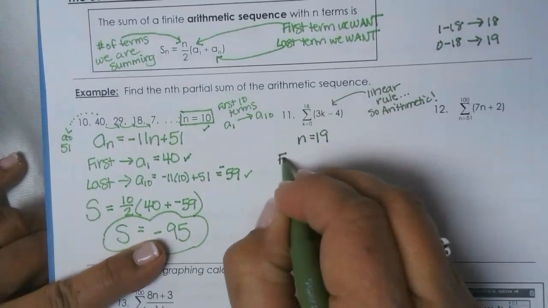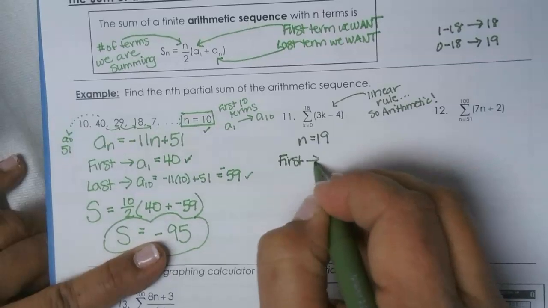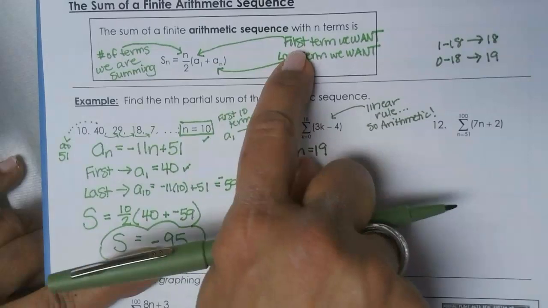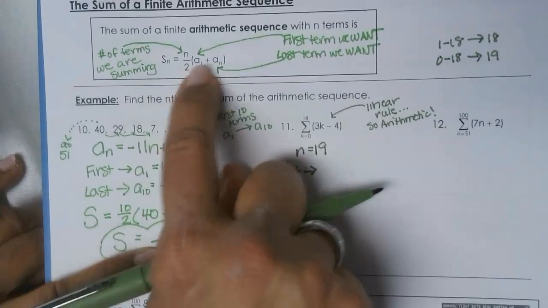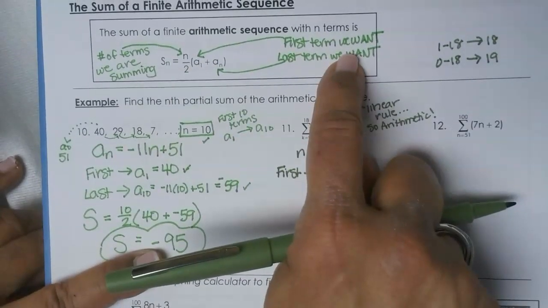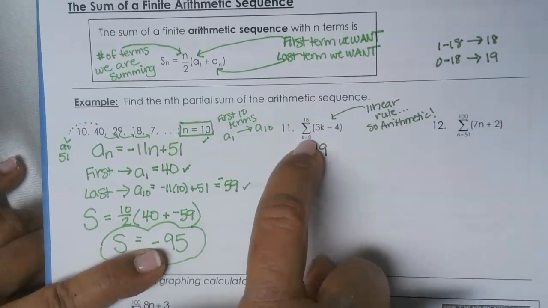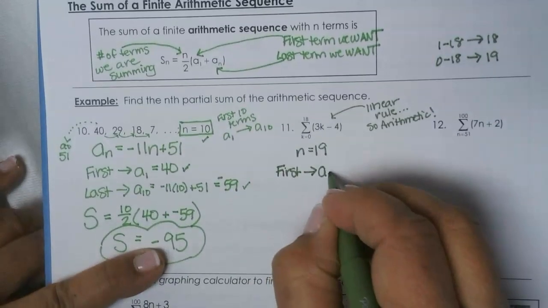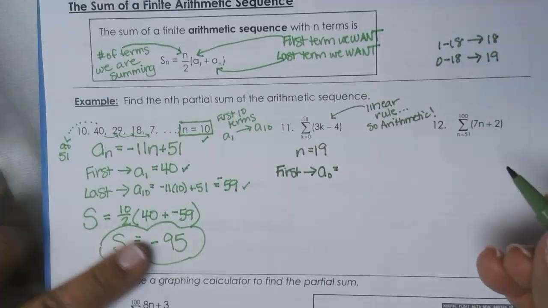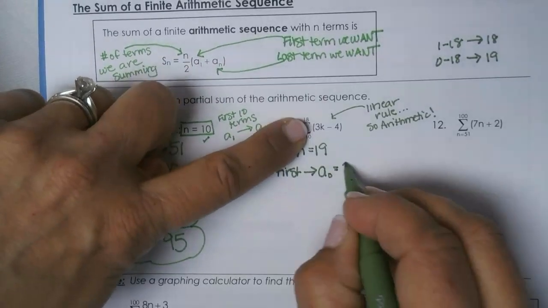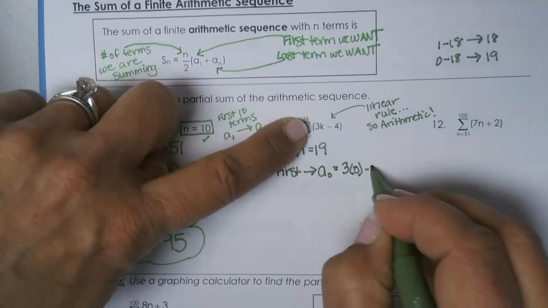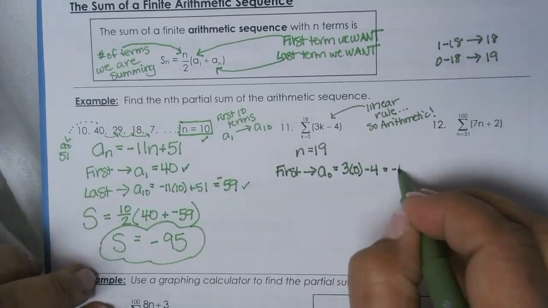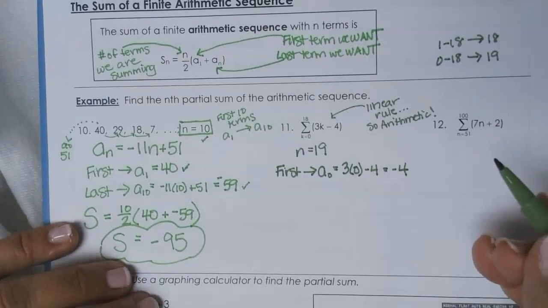So now let's look at what we mean by the first term. You guys, our first term here is not going to be a sub 1. Remember, the a sub 1 in the formula represents the first term that we want. The first term that we want is when k equals 0. So the first term we want is going to be a sub 0. Now remember that this summation includes the rule. So I'm going to take 3 times 0 minus 4 to find that a sub 0, the first term that we care about in our summation.